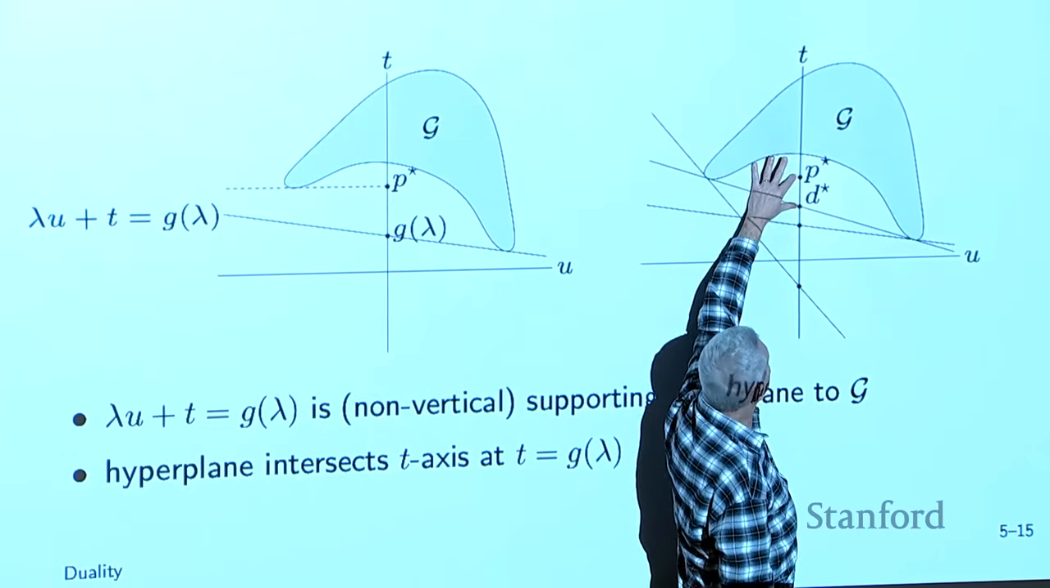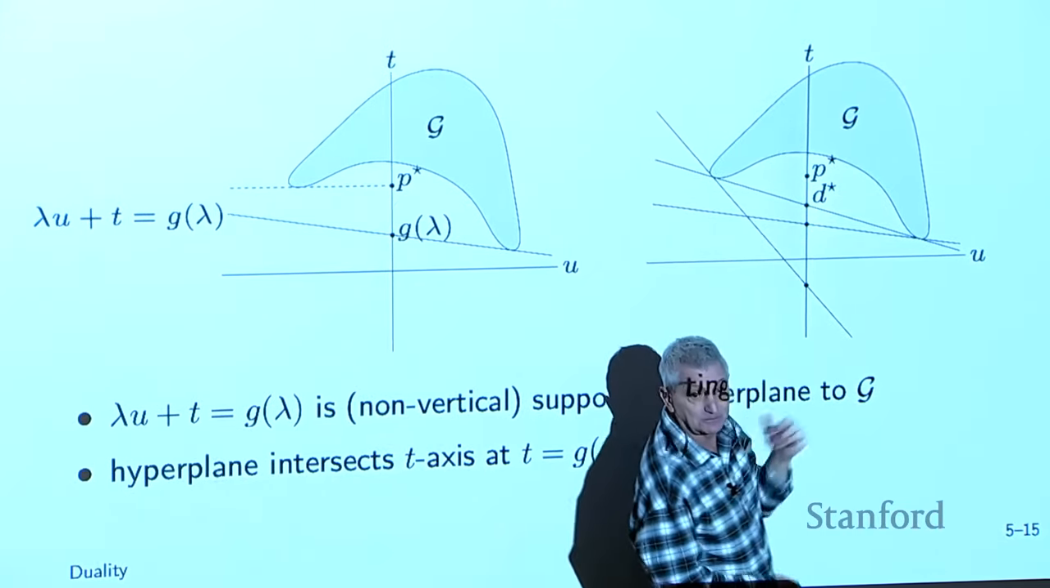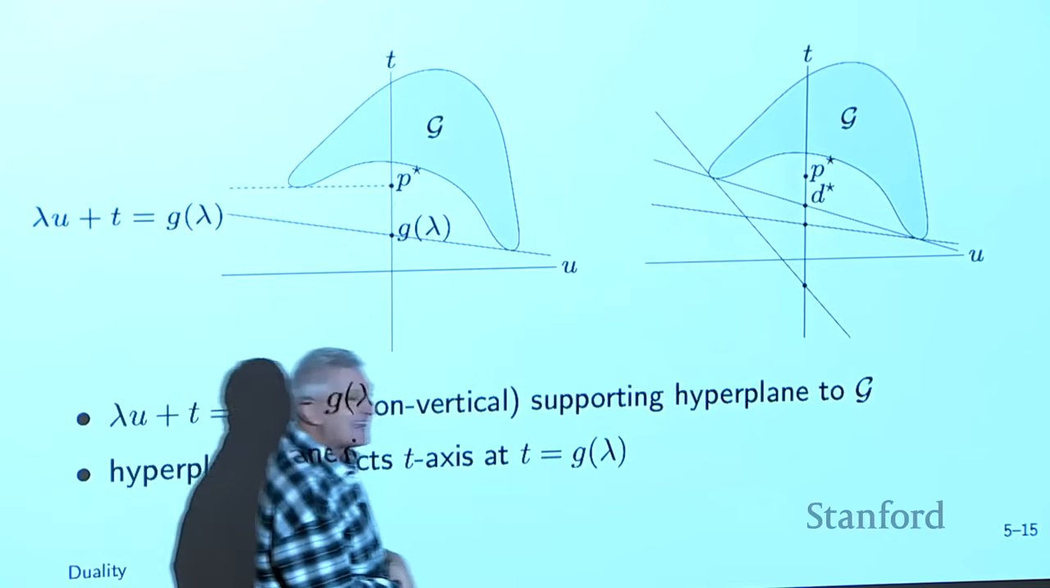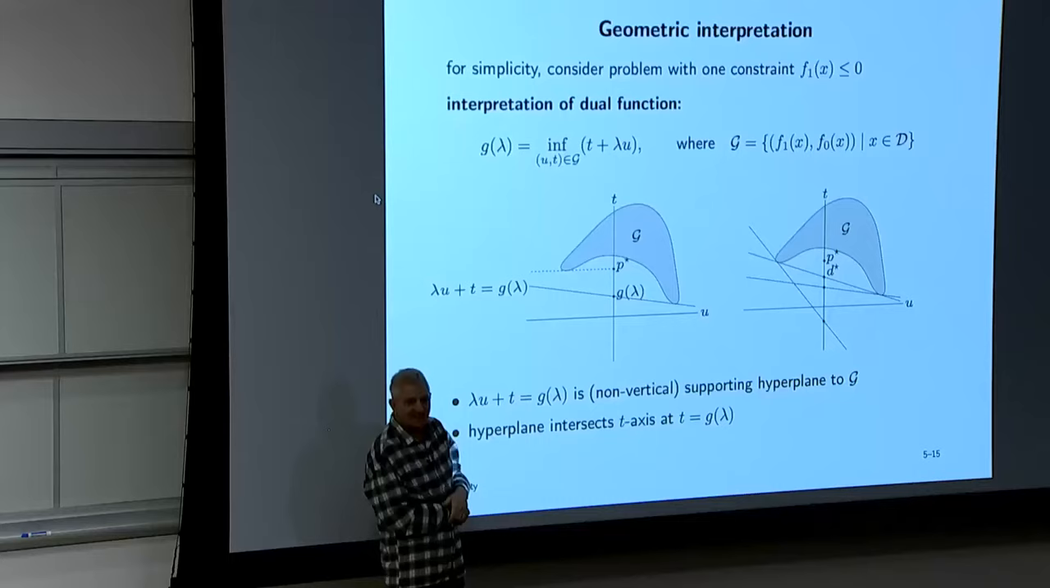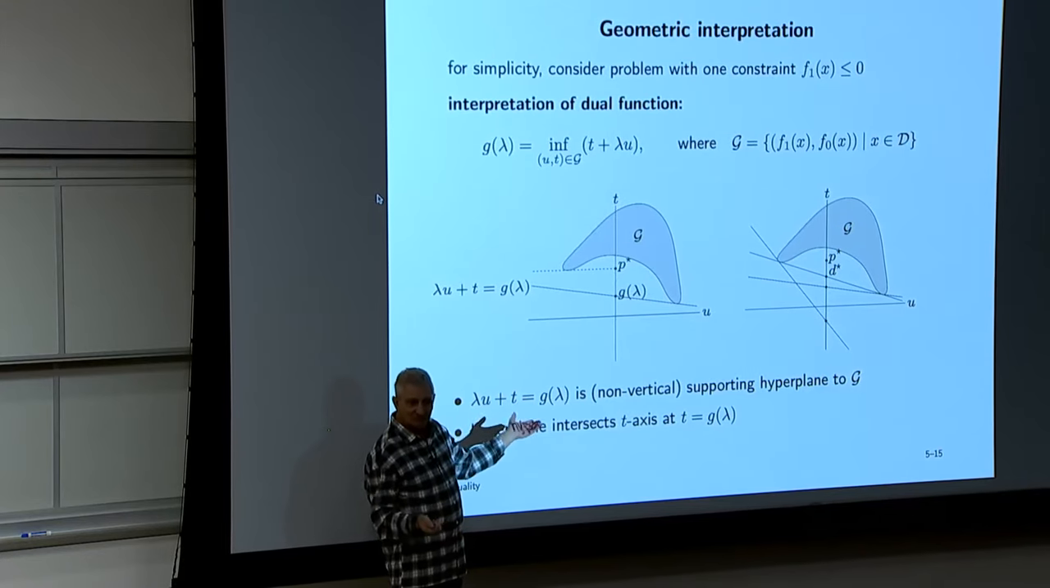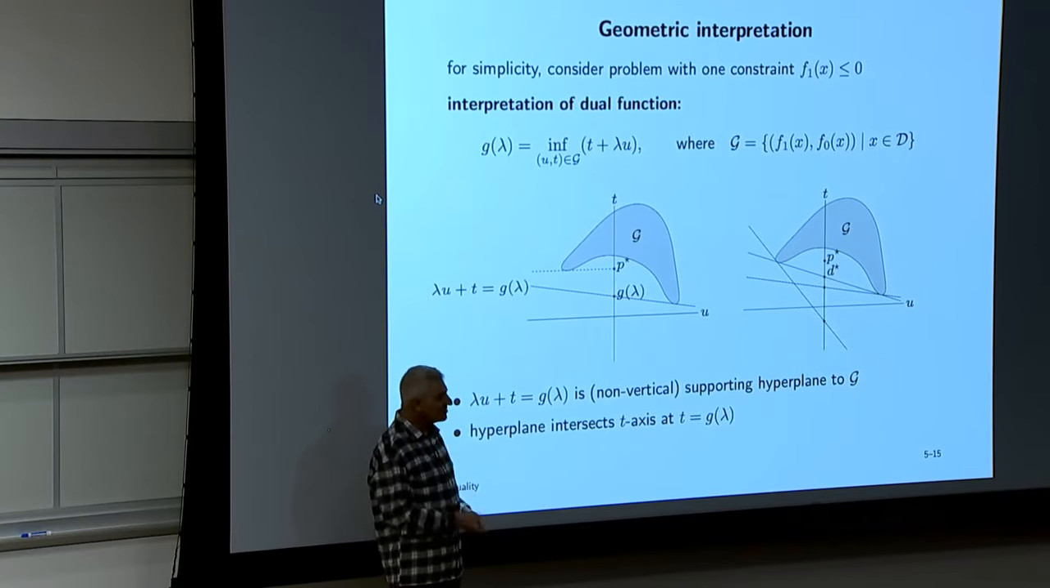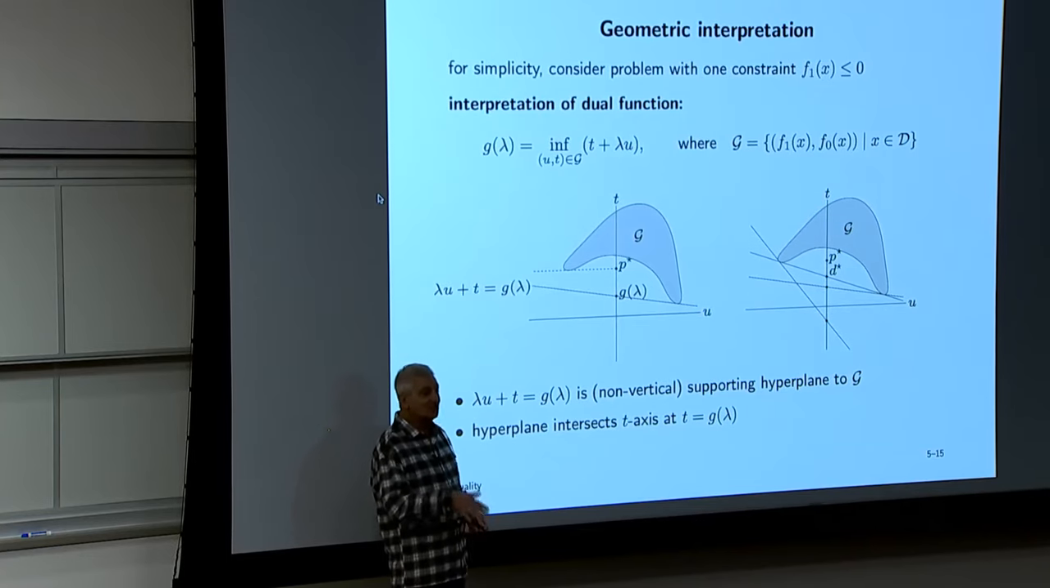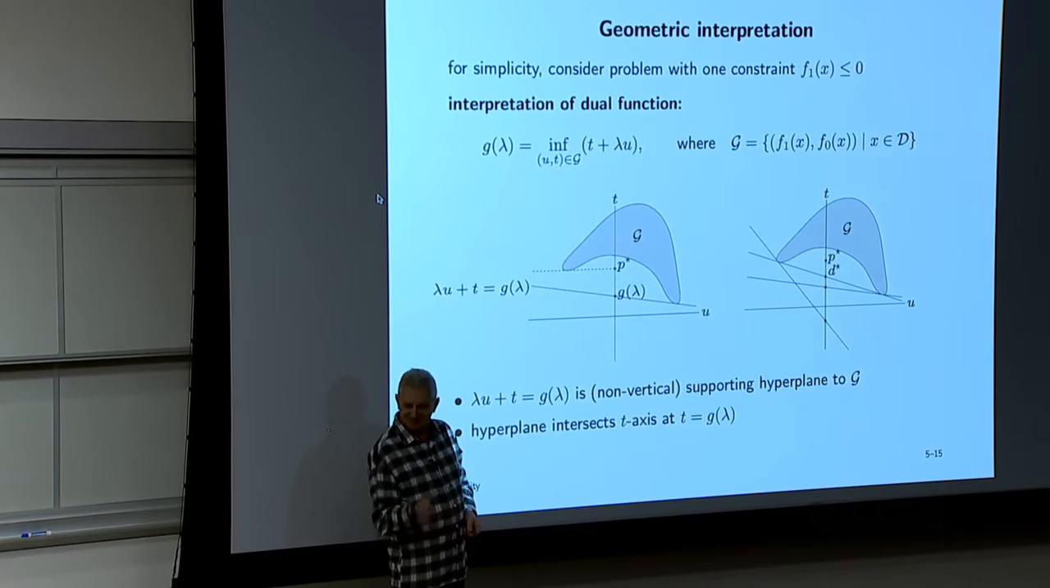That's the gap, this thing here. It's p star minus d star. So for this problem, now you actually see why you have a gap. You have a gap because there's a dent in this set g, meaning a non-convex portion. If g were convex, you wouldn't have this, right? Everyone see what I'm saying?